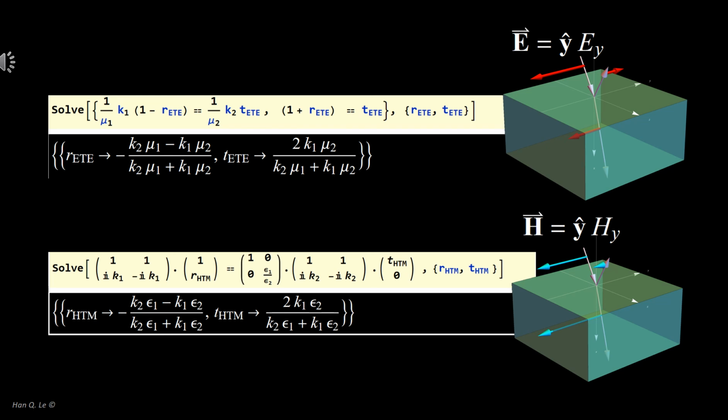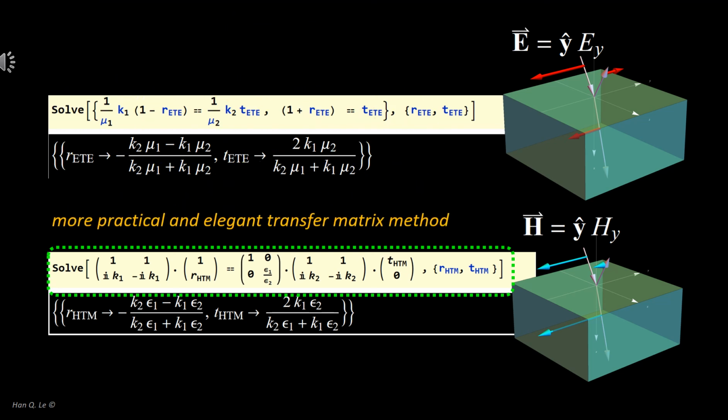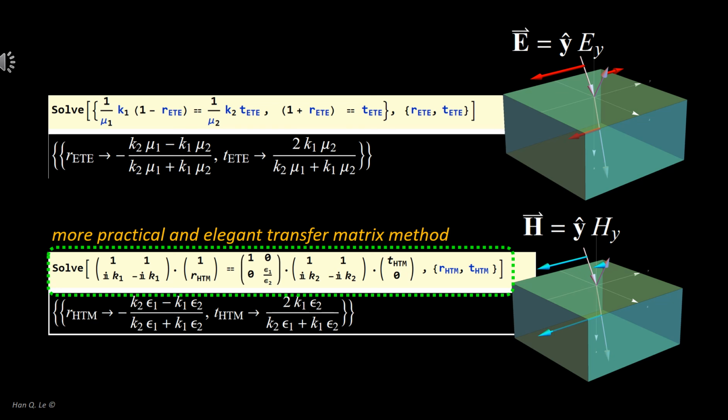A close observation shows that the formulation leading to the R and T coefficients for transverse magnetic is different from the two simple equations of the TE case. In fact, it is done differently, based on an approach known as the transfer matrix method that is mathematically more elegant and practical for applications. The reasons will be discussed next.